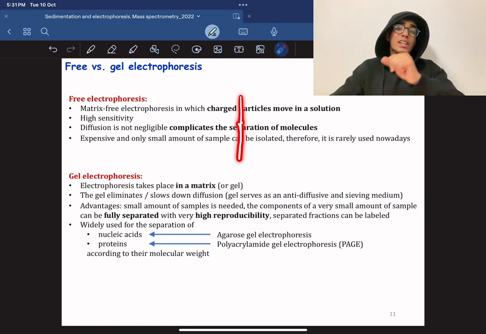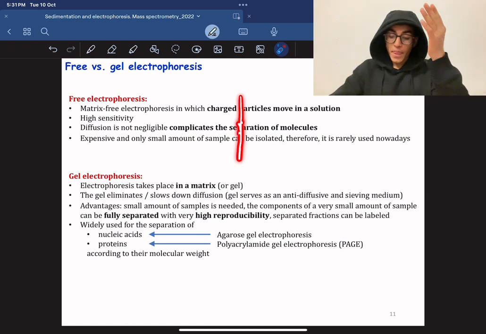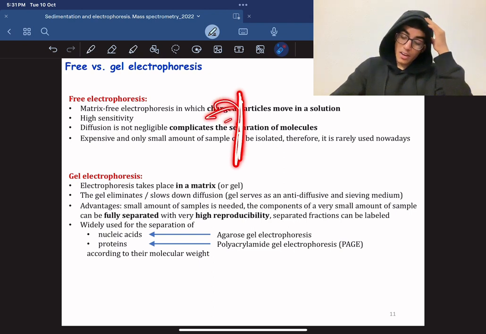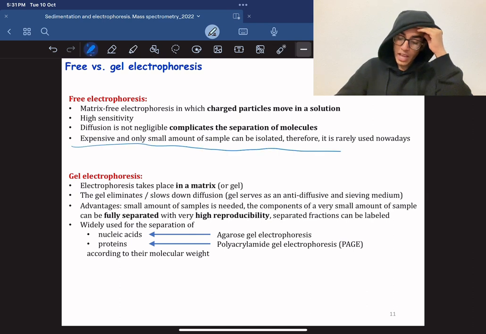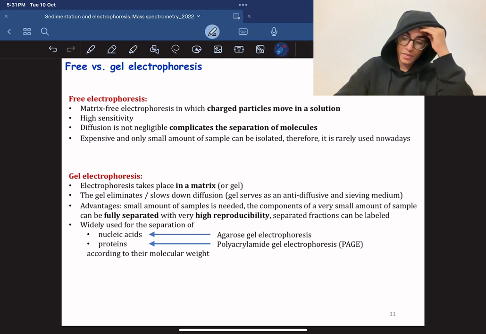You want lines, and you don't want diffusion. But in free electrophoresis, diffusion is pretty noticeable. So it complicates the separation of molecules. It's expensive, and only a small amount of sample can be isolated. Therefore, it's rarely used nowadays. We don't use it anymore, basically.